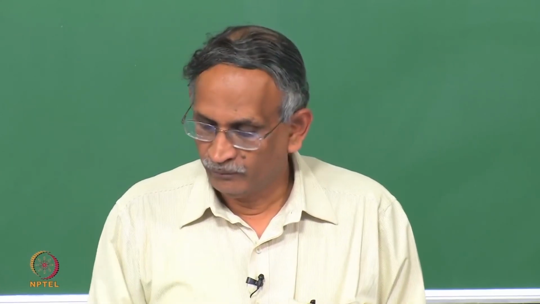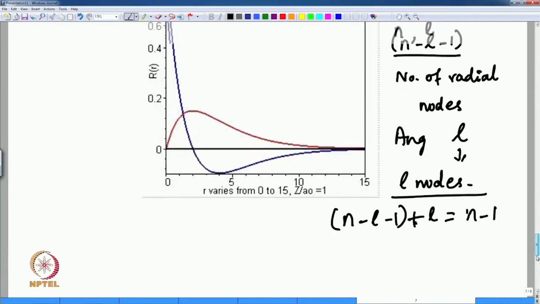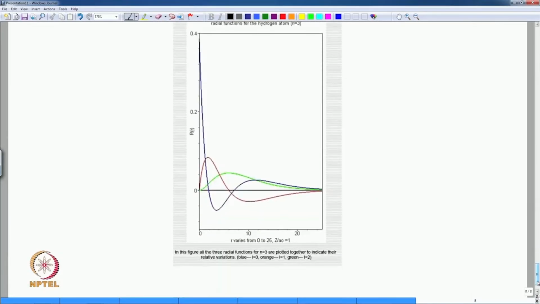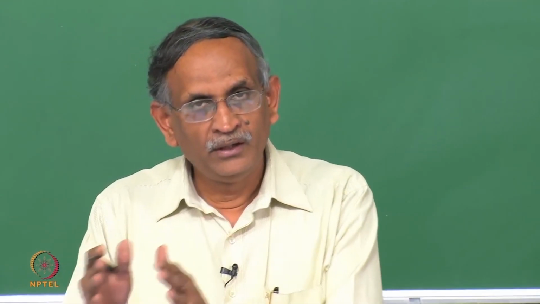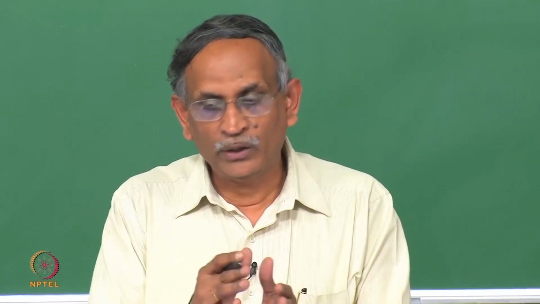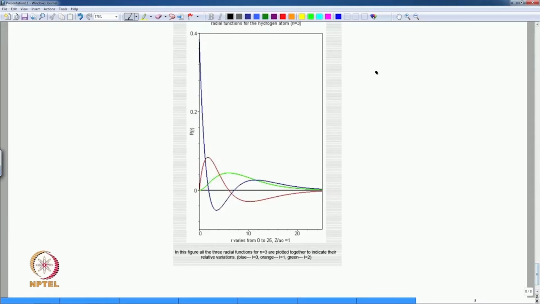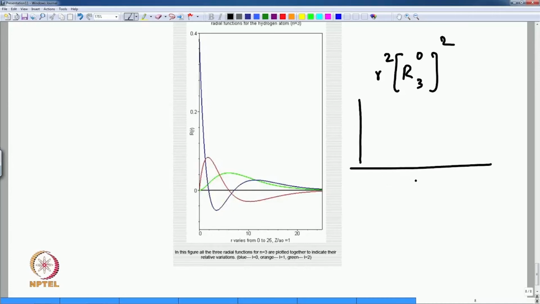Bohr radius. And the same thing happens for n equal to 3, the maximum is shifted even further and there are two nodes. So, if you look at the radial square functions, namely r square times R3,0, if you square that function, the radial probability will look like this quantity here.